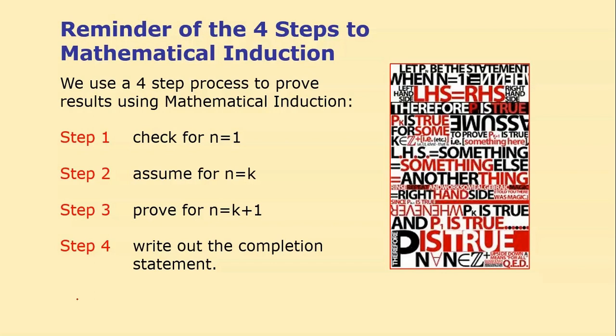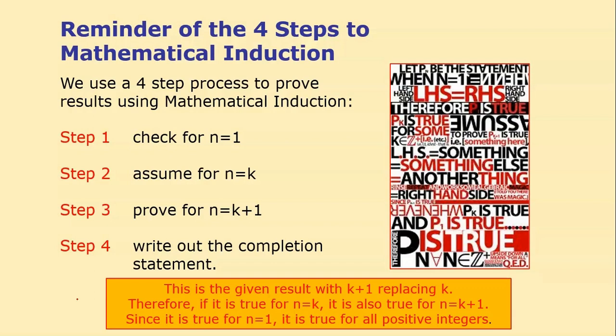Then you do this rather bizarre step of just stating what seems to be the obvious fact. You assume it's true for n equals k. They've given you the rule perhaps for n, and you just rewrite it as k's. You prove it for the n equals k plus 1 case, so that's the tricky bit. And then we write out the completion statement. As we saw last time, the completion statement looks like this. It's not the only version of it, but it's what I get my students to write out. So there is the completion statement. I'll be expecting you to know that off by heart.